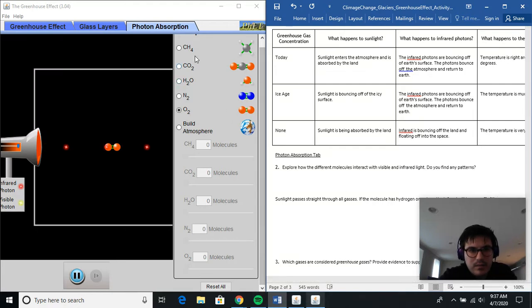How did I figure that out? Well, this one has carbon and hydrogen. This one has carbon. This one just has hydrogen. And the one that just had oxygen, it passes right through. So I'm guessing that it has something to do with these hydrogens or these carbons.